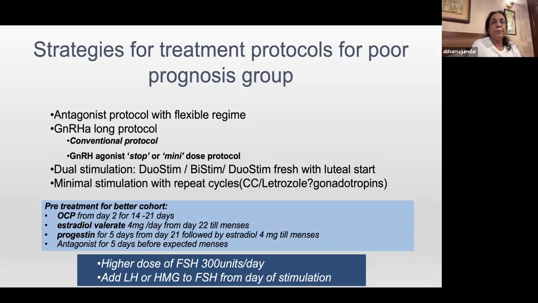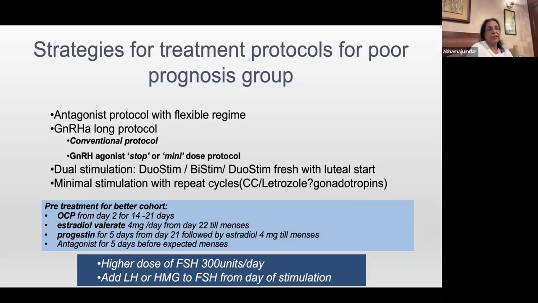So pre-treatment for a better cohort is a must in these patients because they have a lower reserve, and hence we don't want to lose on to the cohort. Maybe they have a reserve where we were expecting 6, 7, or 8 oocytes, but we get only 1 or 2 because of the poor cohort. Because once you start stimulation by day 5, 2 follicles have reached 16, 17 size and the others are small. And hence you may have to sort of aspirate with only 2 large follicles and the others all small after 8-10 days of stimulation. So what is used is oral contraceptive pill.